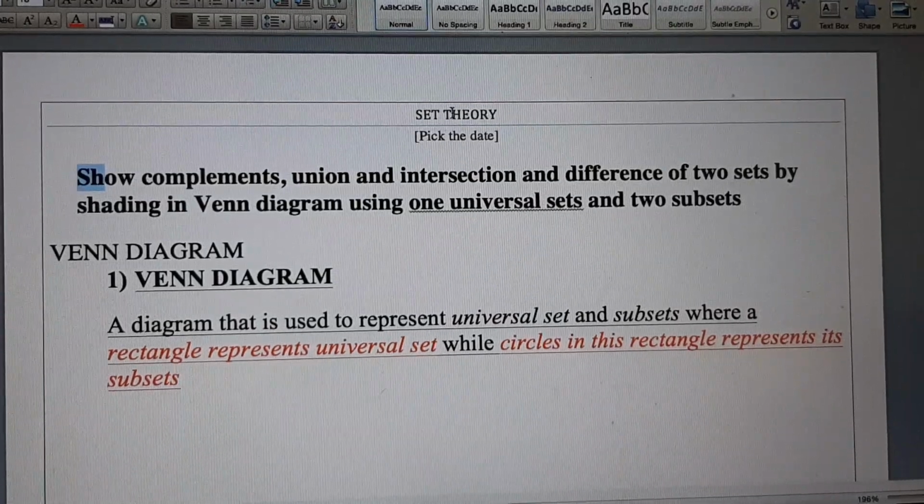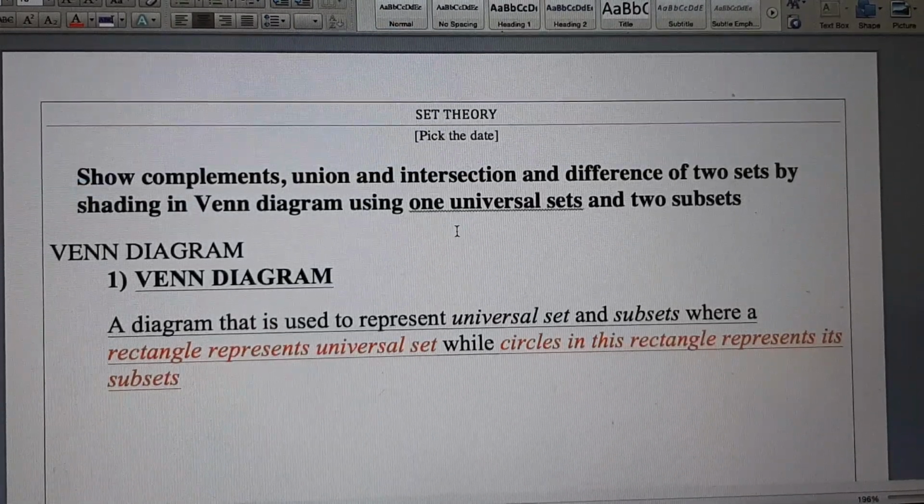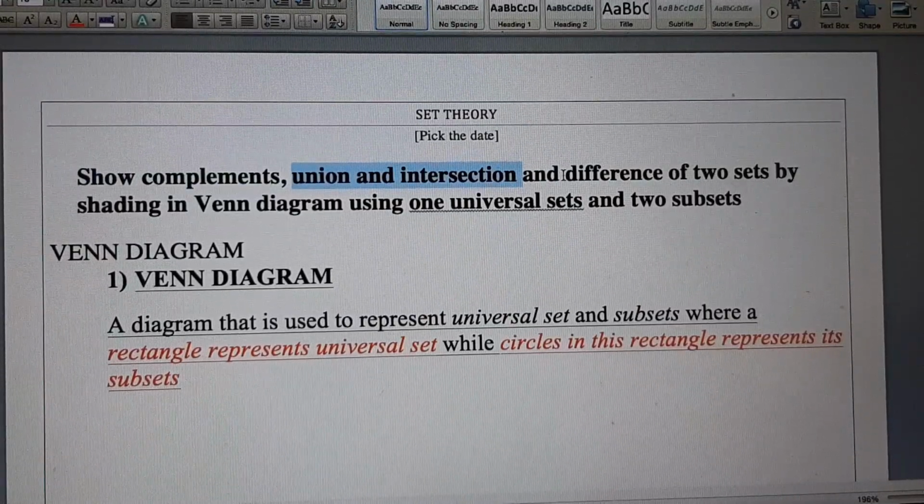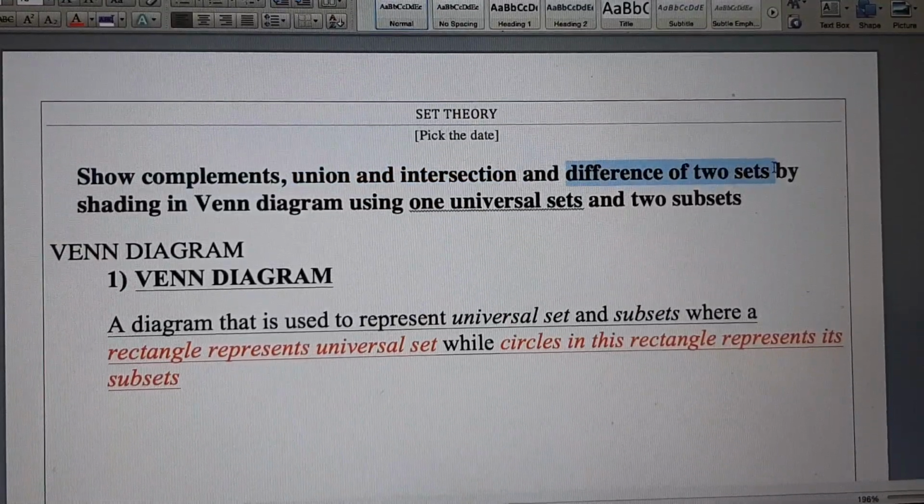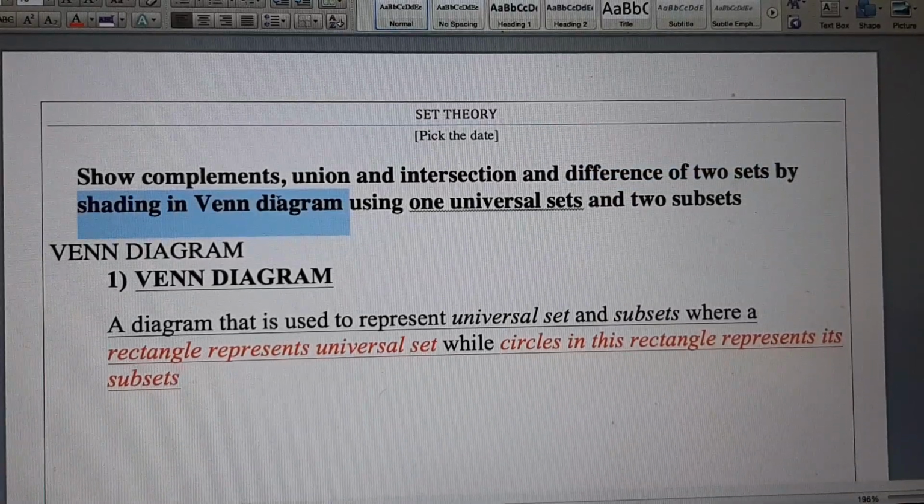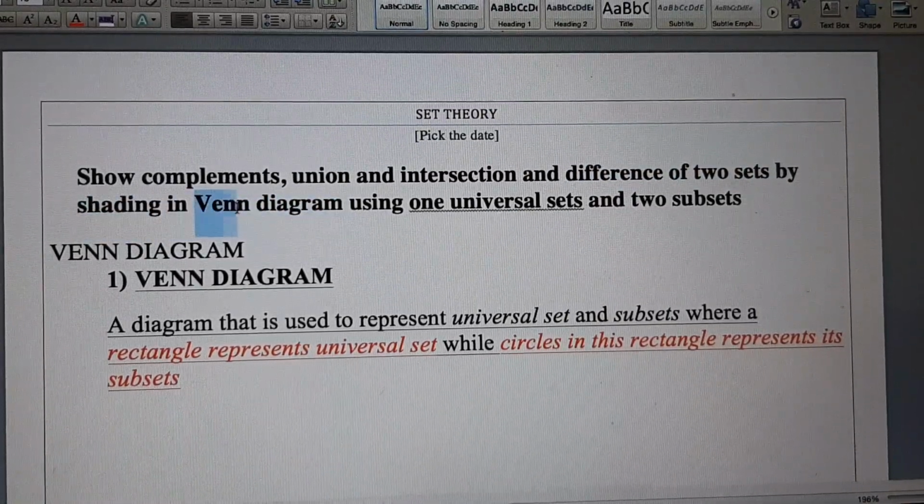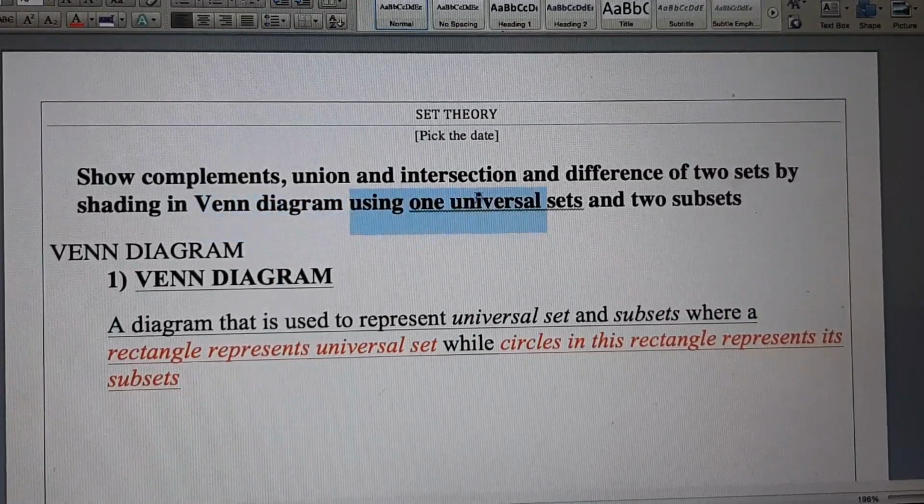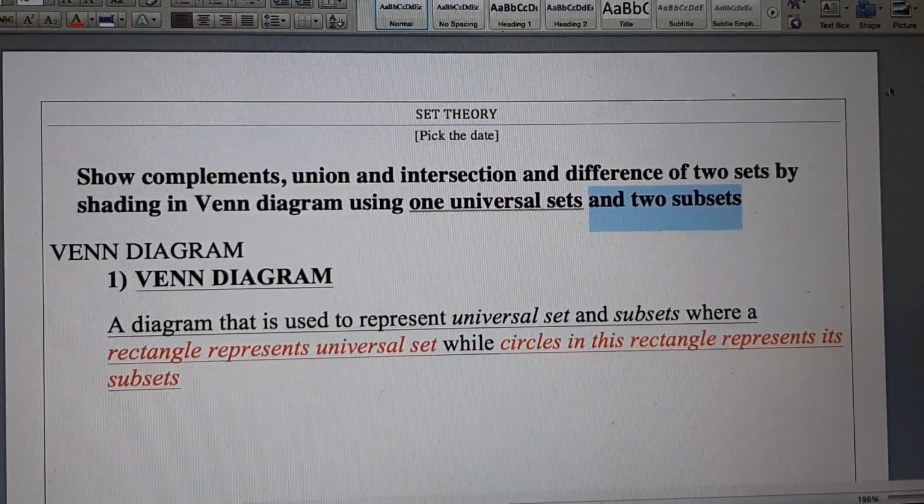In this video, we will discuss a topic from set theory, and we are going to show the complement, union, intersection, and difference of two sets by shading in a Venn diagram. So today we are going to discuss the Venn diagram, in which we have one universal set and two subsets. This is the case that will be in discussion in this video.